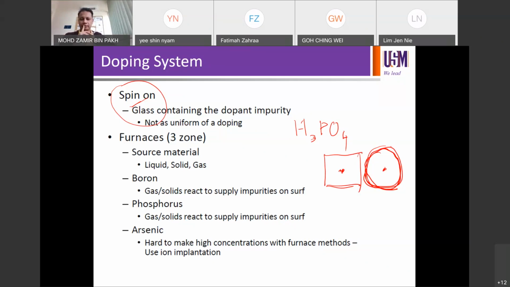Anyone? Any ideas? Hazika, any ideas, Hazika? Hazika, no? No. Izian, any ideas? Why is it difficult to spin on a square shape? Izian? Write down or you can unmute. Chingwei, anything? No idea. Okay, Chingwei, go Chingwei.